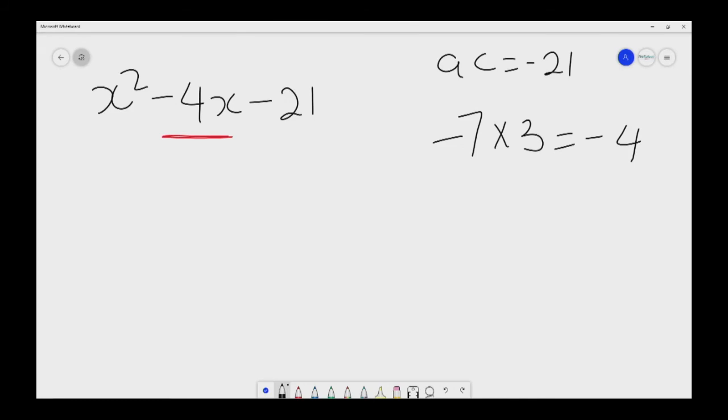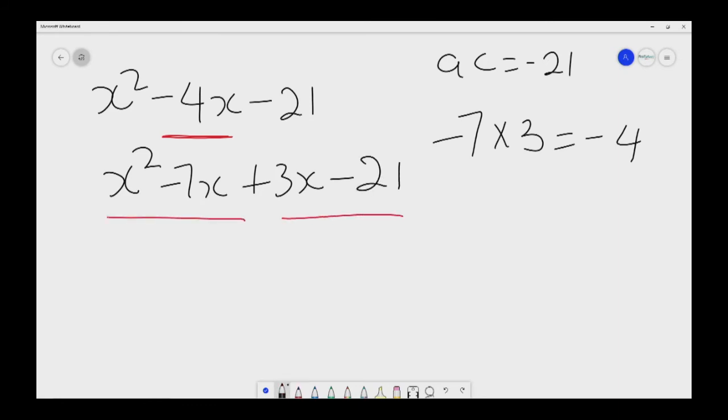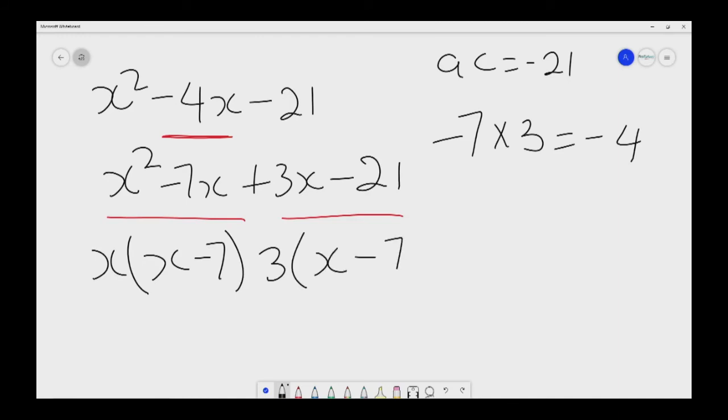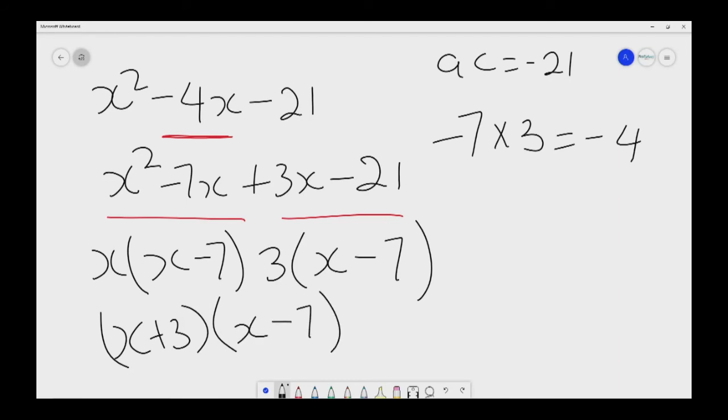So now that I know my factors, I can rewrite my quadratic: x squared minus 7x plus 3x minus 21. Factorized by grouping, I have x into x minus 7, and I have 3 into x minus 7. Rewrite this in a simpler form: x plus 3 into x minus 7. And there you have it, all of your quadratics simplified by factorization.